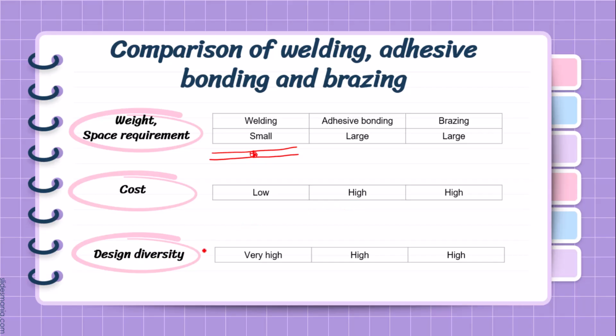Regarding the design diversity, welding is more diverse than the other processes, and we mentioned it before, because adhesive bonding and brazing can be applied only in lap configuration, but in welding we can do it in butt design, we can do it in lap design, we can do it in T design.